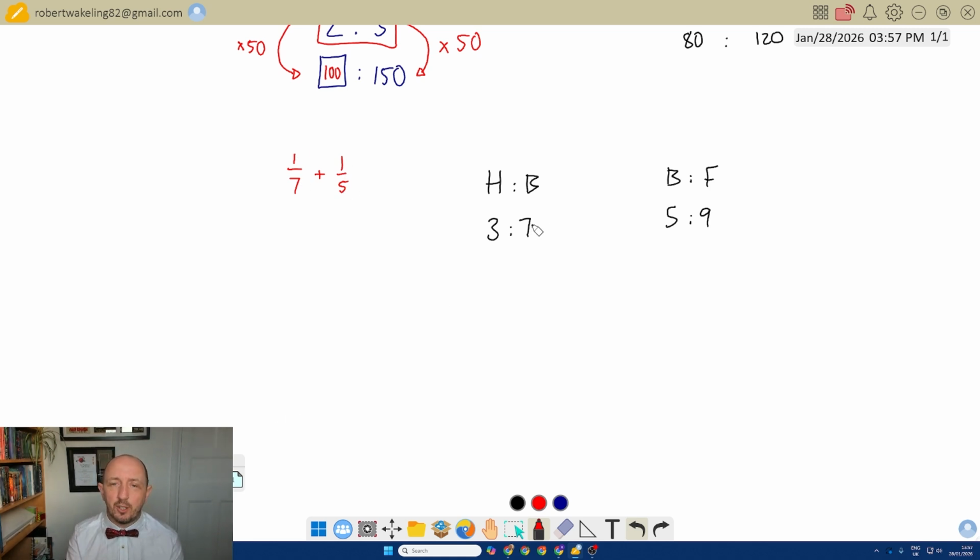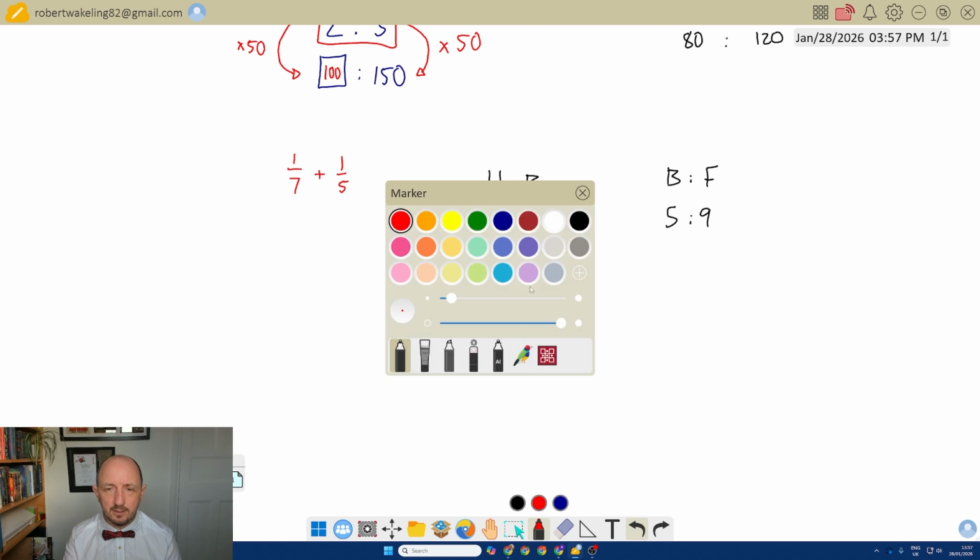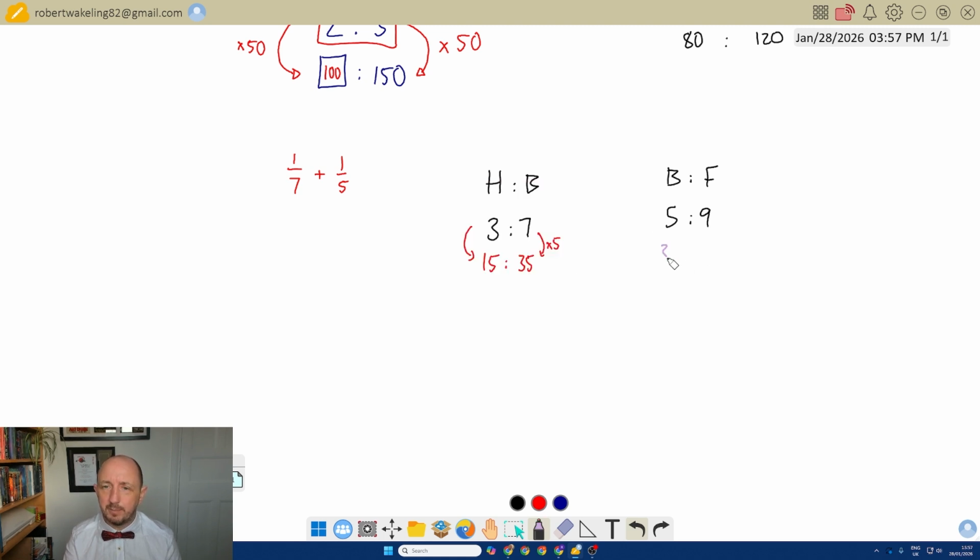Okay, so here, this 7 and this 5, because the bungalows are the ones that are in common, so that's the one we're going to make the same. 7 and 5, if I make this 35 times by 5, then I can do the same on the other side and make that a 15. And on this side, make that a 35 by timesing by 7. So do the same to this side. 9 times 7 is 63.